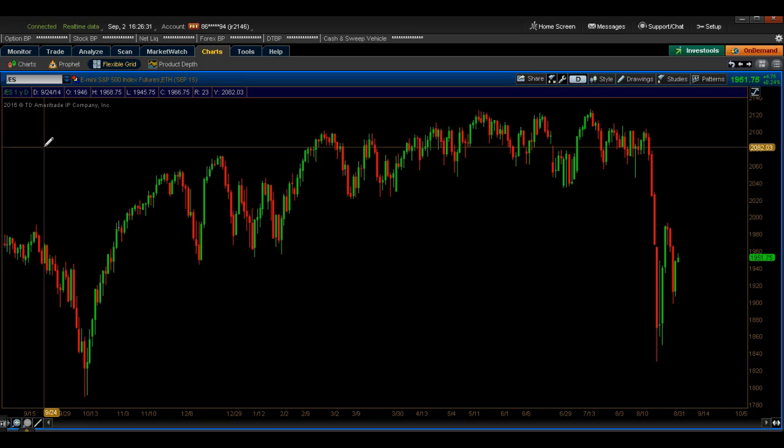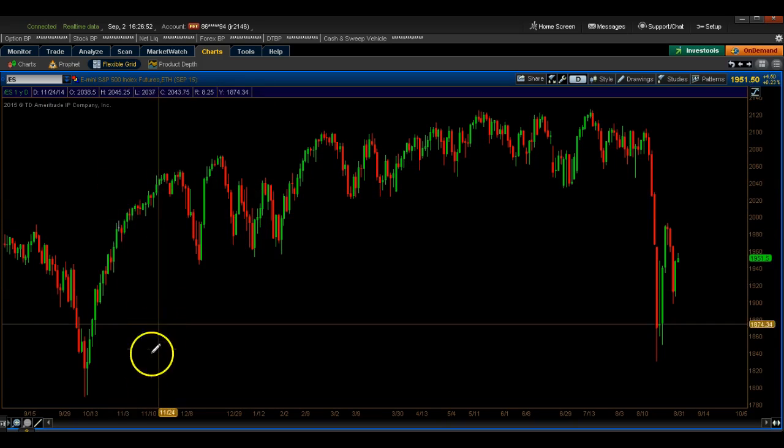We need to figure out and draw a picture of where price could potentially go, either to the upside or the downside. And then when price gets there, we're going to look for price to reverse and go the other way potentially. And that's going to give us a very high probability trade setup.